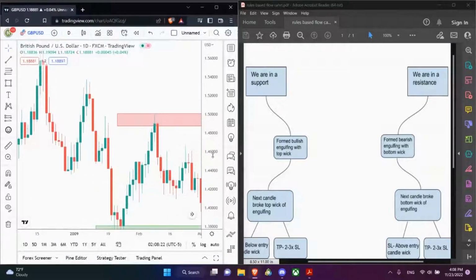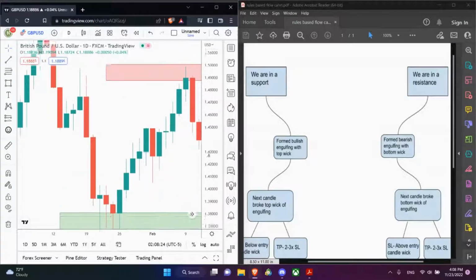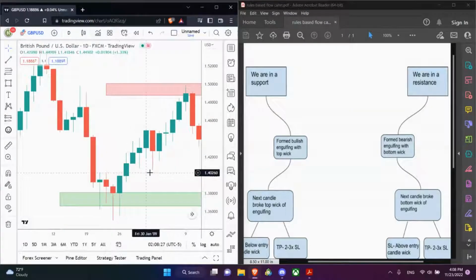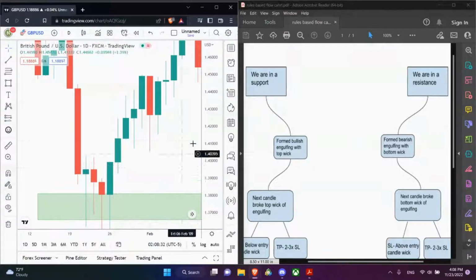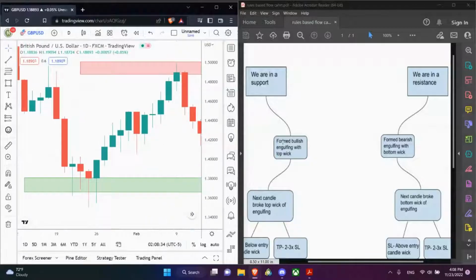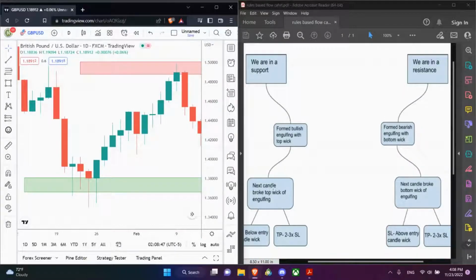So if we zoom in, we see that we do have a bullish engulfing here with a top wick. Very small top wick, but it is there. So if that happens, then we move on to the next bubble. If it doesn't happen, then we scrap that strategy, scrap this flow chart, and wait till the next opportunity. So we do have a bullish engulfing with the top wick. Since we do have that, we're going to wait for the next candle to break the top wick of the engulfing candle. So this next candle is bullish, and it did break the top wick of that engulfing candle.